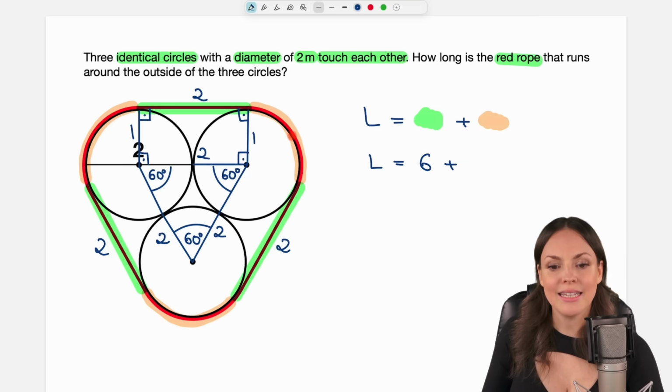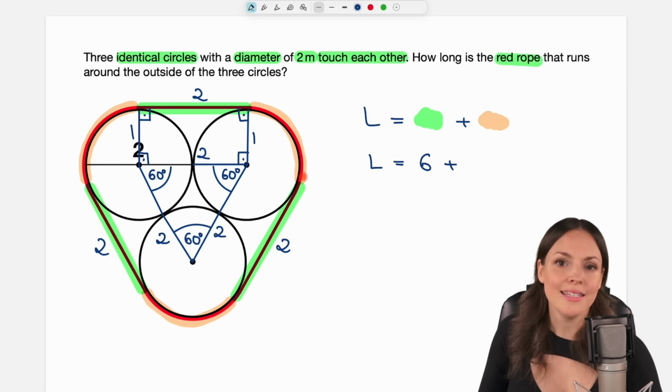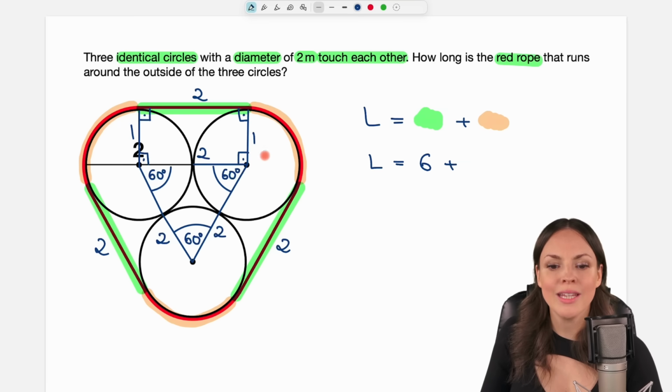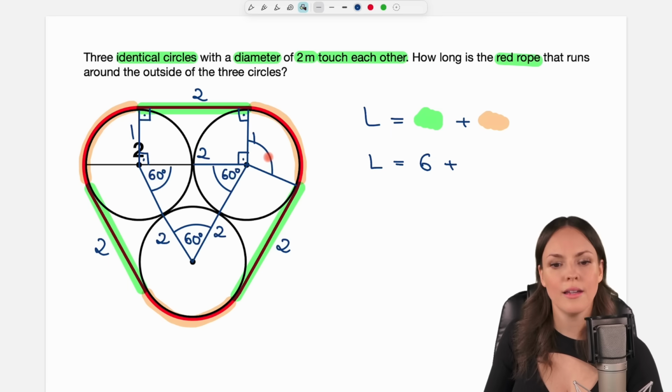So I need the length of this circular arc. I can find it if I know this angle here. So my orange part goes from here down to here. So if I had this angle here in between, I could find the length of this circular arc. Do I know this angle? Well, not yet, but we can calculate it because we know this is a 90-degree angle, 60 degrees here.